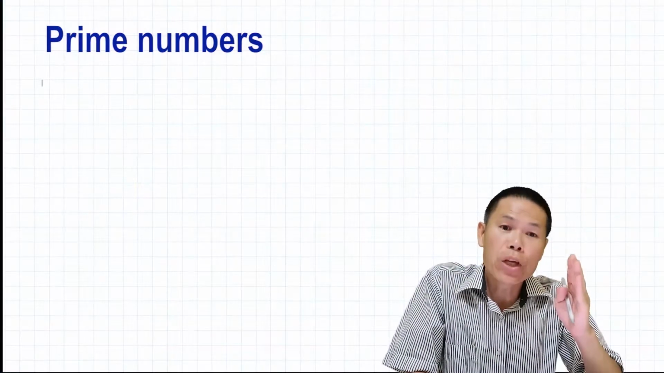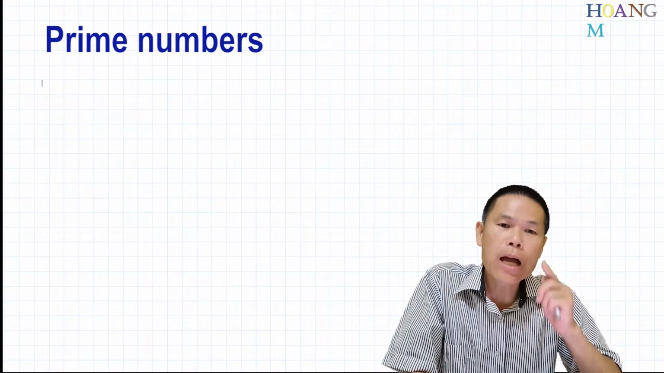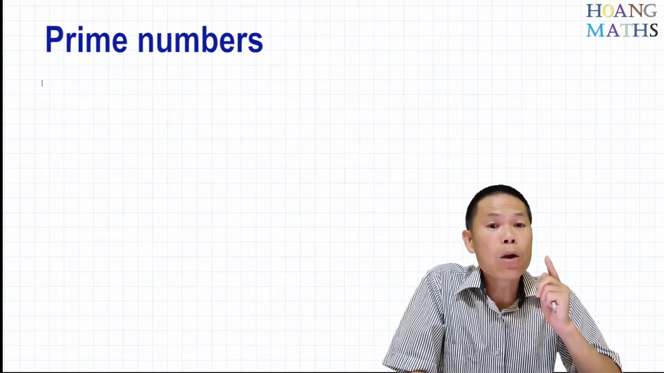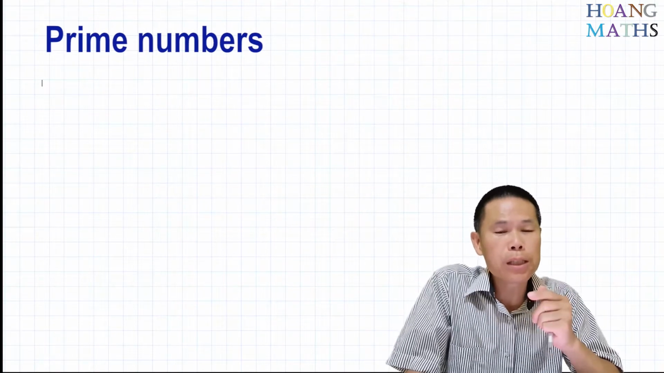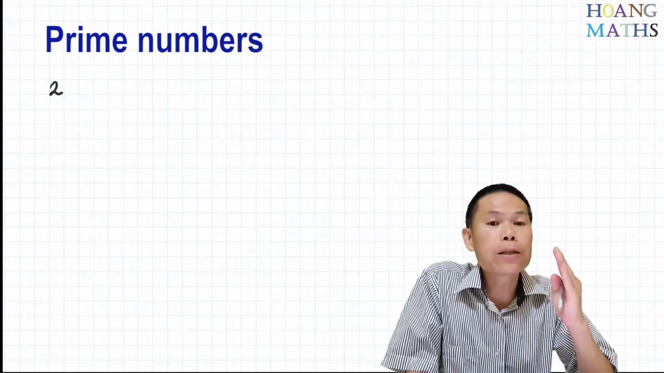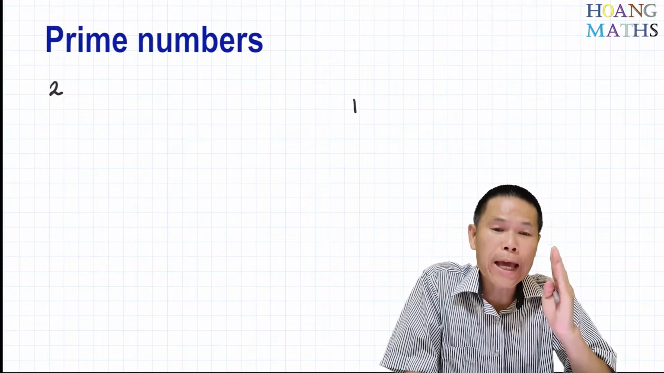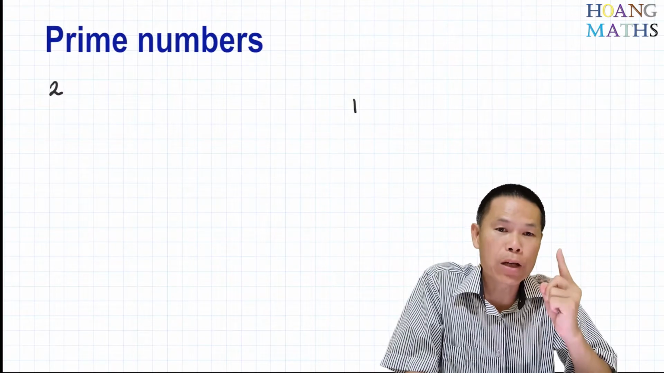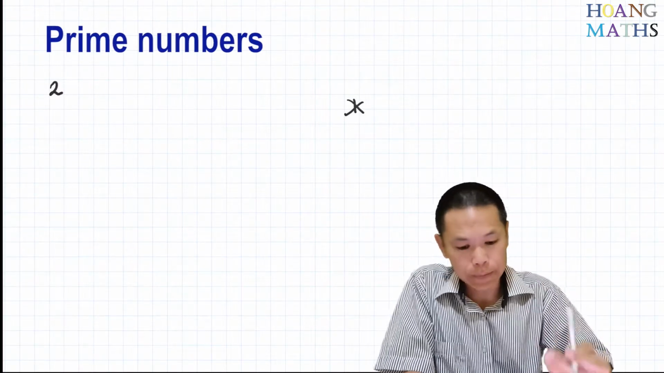A prime number is a number that has only two factors. In other words, a prime number is a number that is only divisible by 1 and itself. So the smallest prime number is 2. And don't forget, 1 is not a prime number because 1 has only one factor. So that is 1. Therefore, 1 is not a prime number, okay? 1 is a square number instead.